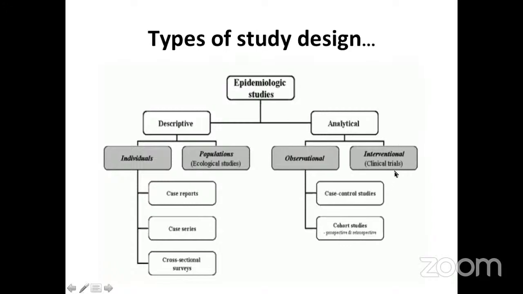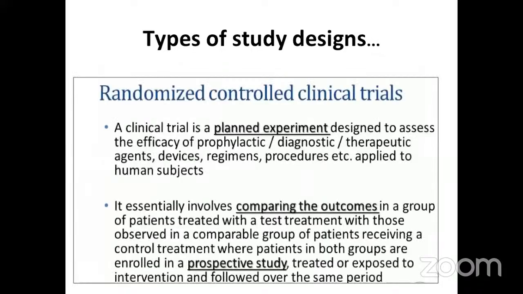And most commonly sought after and most commonly done in anesthesia practice is the interventional trial or clinical trial, which is, in other words, the randomized control trial. Basically, this is a very planned experiment where you try to assess the efficacy of a diagnostic or a therapeutic technique or procedure, and of course it involves comparing the outcomes of two groups, a test group and the control group. And 99.9% of the time, it's always a prospective study.